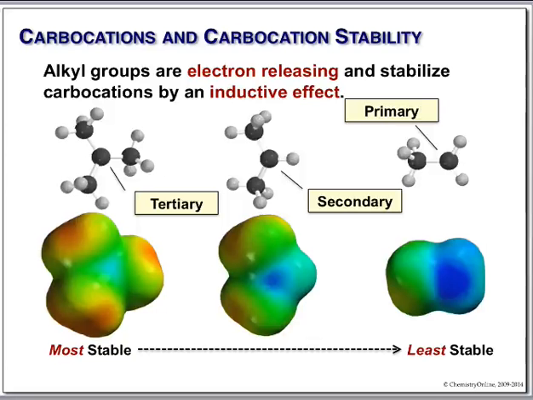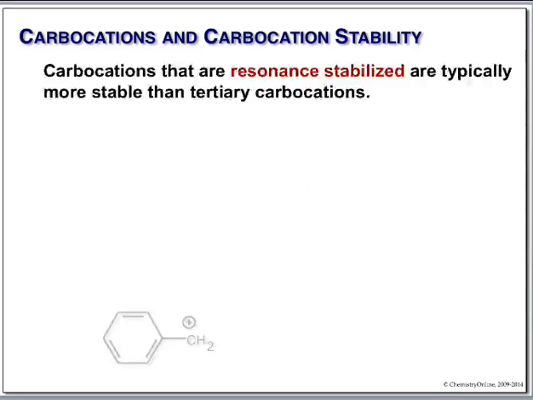Secondary, we only have 2 methyl groups, so we can release less. And finally, with a primary, we only have 1 methyl group, big blue spot, unstable. The more you spread it out, the more stable it's going to be. Obviously, resonance stabilization does a lot here. Just for review, very quickly take the benzyl carbocation and draw our 3 additional resonance forms.